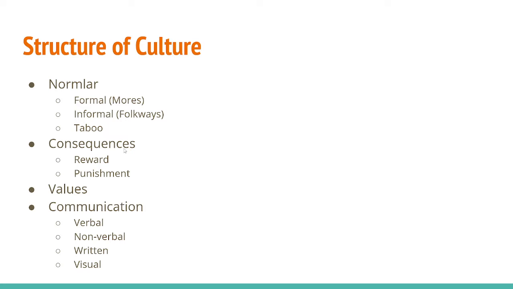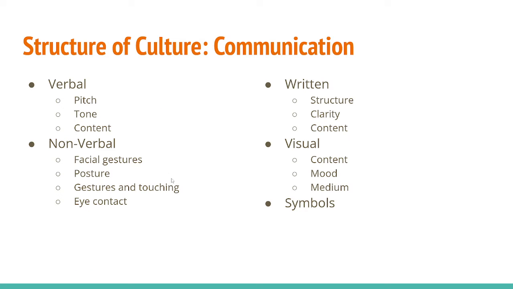So we have consequences about our actions in a social structure. We can have reward, or we can have some sort of punishment, and there are values that these social structures go by. And then we have communication, means of communication that create the culture. And I think the slides are mixed up here. We will go into communication first, but that's okay. So, for example, we can have verbal communication, non-verbal communication in terms of facial gestures or gestures, and we can have written communication, we can have visual communication, and we can have symbolic communication.